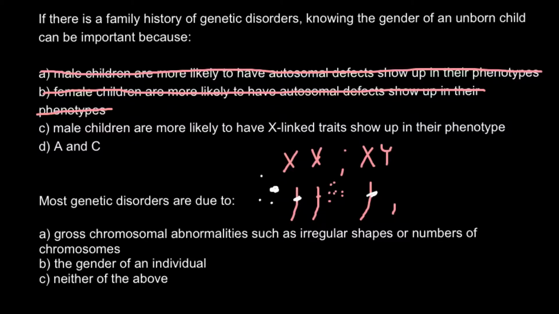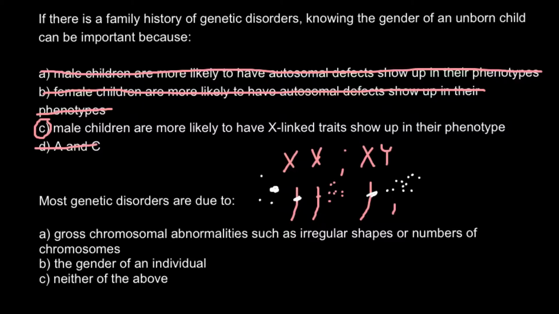So males would show this genetic disorder because only defective proteins would be produced by such a defective gene. So our choice would be answer C: male children are more likely to have X-linked traits show up in their phenotype. And of course, answer D, A and C wouldn't be the correct one.